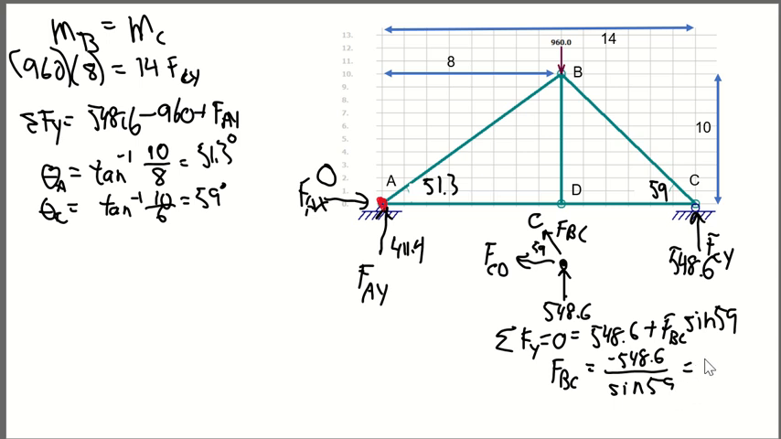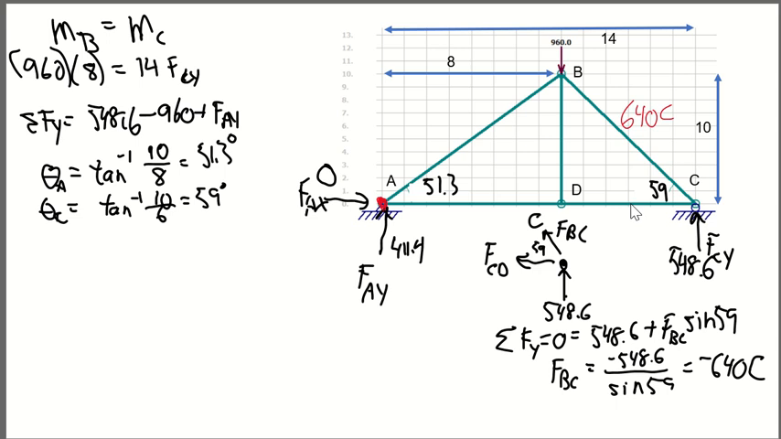When I do the math on that, let's see if I can get that. 548.6 divided by sine 59 equals, yep, that agrees. So that is going to be a negative 640. And because it's negative, that means it is compression. So I'm going to come up here and put that in. That is going to be 640 in compression. Okay? So I found that one.